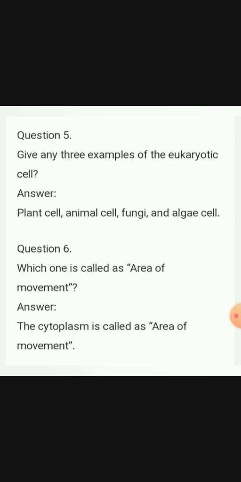Fifth one, give any three example of the eukaryotic cell. Answer: plant cell, animal cell, fungi and algae cell. Sixth one, which one is called as area of movement? The cytoplasm is called as area of movement.